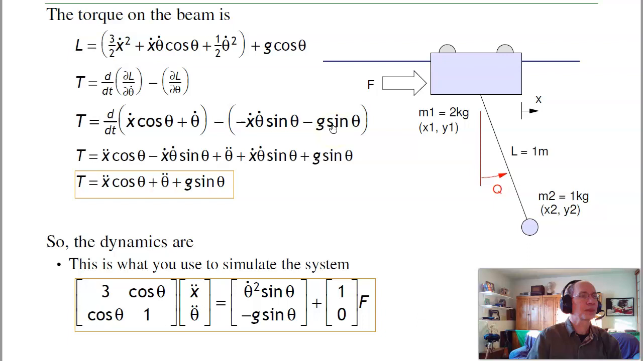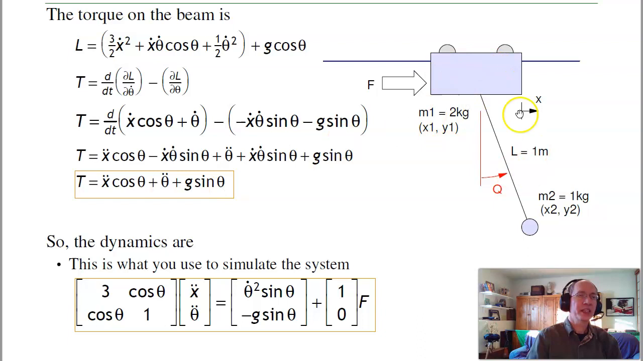Now take the full derivative. Chain rule gives you the derivative of the first term, x double prime cosine theta. Derivative of the second term, x dot sine theta dot with a minus sign, theta double prime, and this term. The middle terms cancel, leaving the torque is x double prime cosine theta, theta double prime plus g sine theta. That's the dynamics of a gantry system.